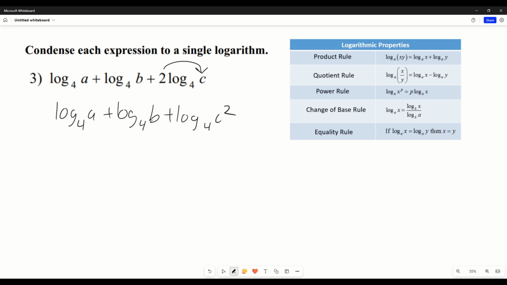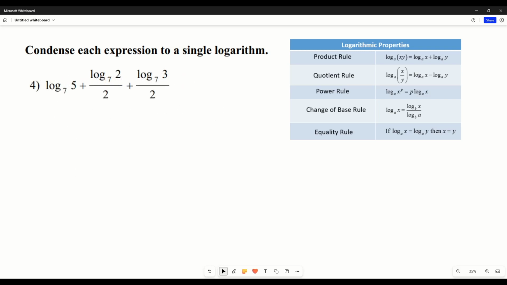And then we're just going to use the product rule and make them all multiply to each other. So let's rewrite log base 4 times A times B times C squared. And this is our answer for question 3.